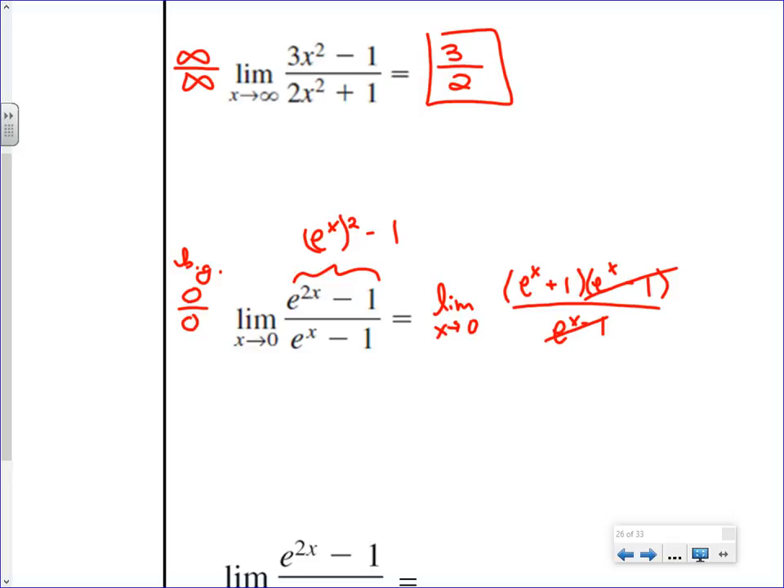Close it up. There's a hole again that we could factor out. So far, algebra's been killing it. Well, this one was kind of a cheater, but plug in 0, e to the 0 is 1, 1 plus 1 is 2.